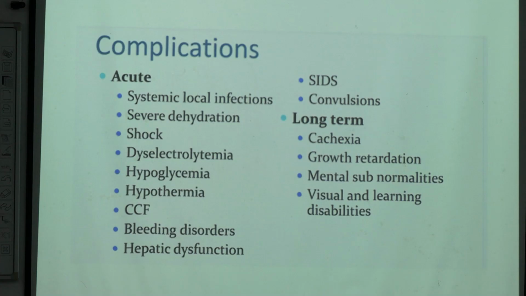Then convulsions. Long term, the child can have cachexia, which means lean and thin, growth retardation, mental abnormalities, visual and learning disabilities. So there are a lot of complications in PEM. If it's not treated properly, you have plenty of problems. So it's important that we treat PEM and restore the child to normal health.